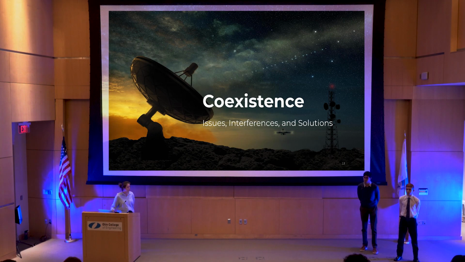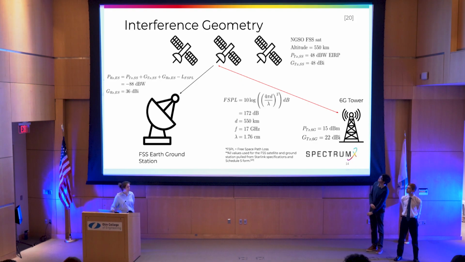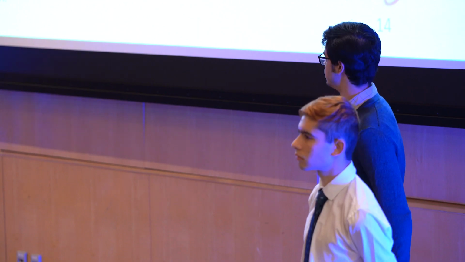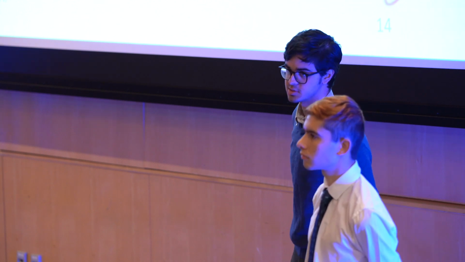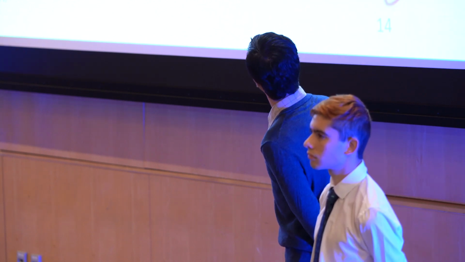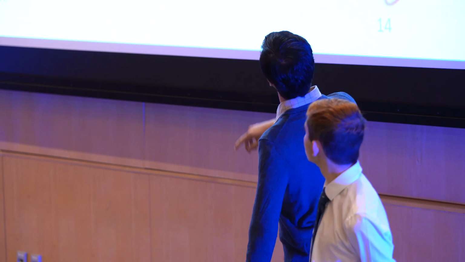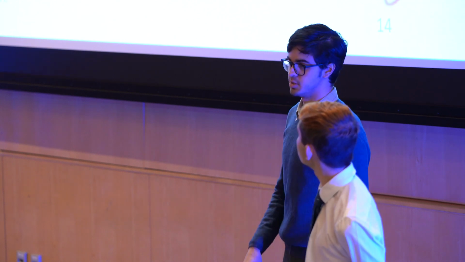So now we'll talk about coexistence issues. This is our interference geometry. With reference to FSS, all of these values that are displayed have been calculated using data pulled from Starlink specifications and Schedule S technical documents. And as you can see, in red is an example of an interference path.